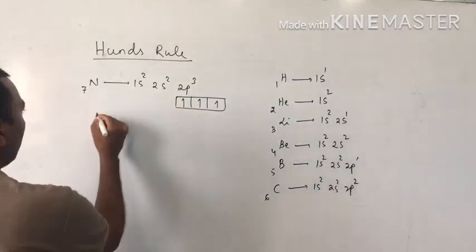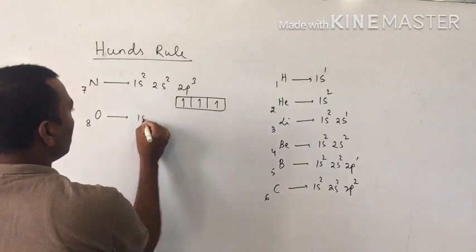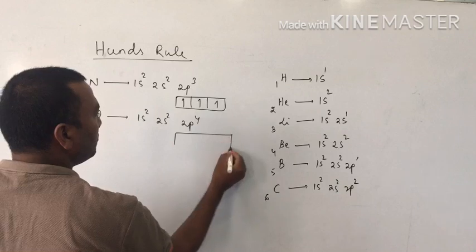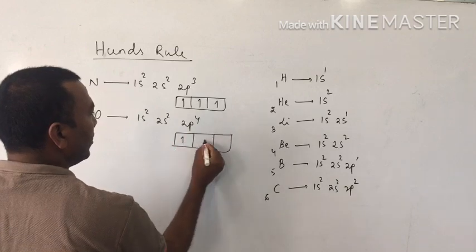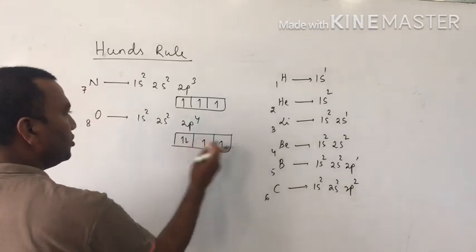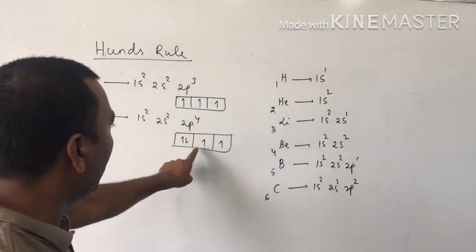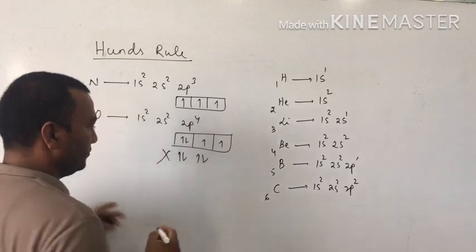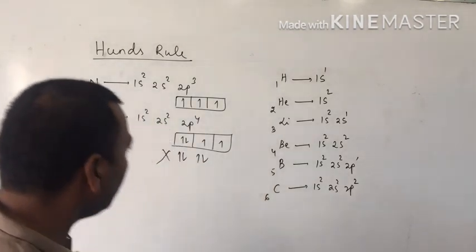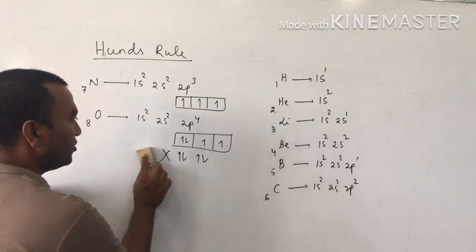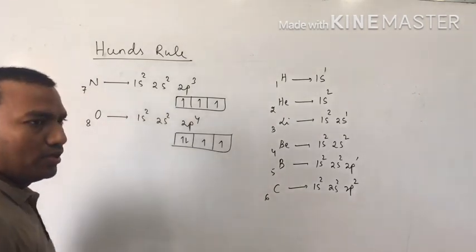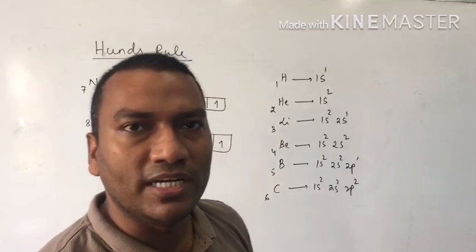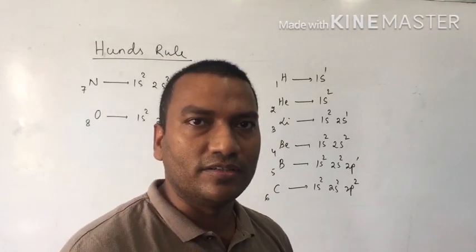After nitrogen, oxygen will come. Oxygen means 1s2, 2s2, 2p4. So 2p4 is written like this: 1, 2, 3, 4. This is called Hund's rule. So no pairing of electrons. That means we cannot write it like this. This is wrong. We cannot write like this. This is wrong. So this is Hund's rule: no pairing of electrons takes place unless and until each orbital contains a single electron.